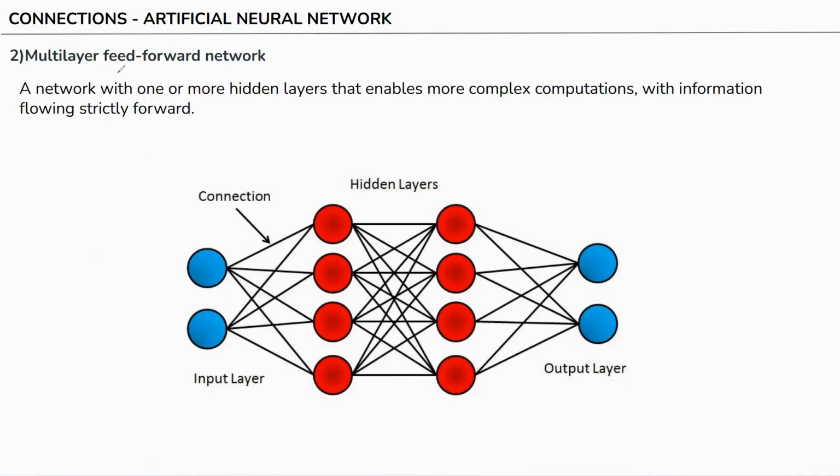Second one is multi-layer feed forward network. A network with one or more hidden layers that enables more complex computation with information flowing strictly forward. So there are 3 layers: input layer, hidden layer, and an output layer present here. So the number of hidden layers present here will depend upon how complex the computation level of this model is, and it is flowing only in forward direction. That means the connections are forward linked. Then we can move on to the next.